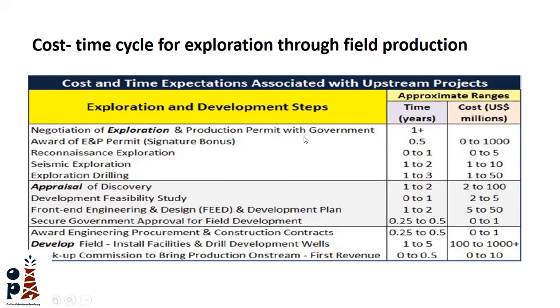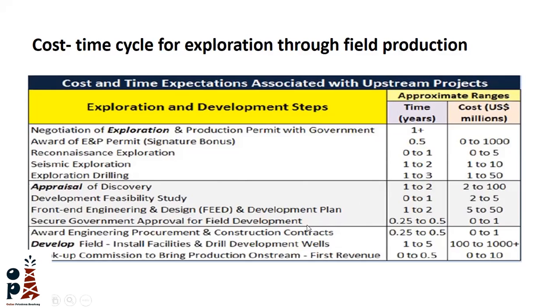And then you go into the second phase, which is called appraisal. In appraisal, you delineate your reservoir and define the area where you will put your wells. The appraisal of the discovery takes only 1 or 2 years, and you may pay $100 million. Then you prepare your feasibility study and the engineering study, and make tenders to have service companies work together. This may take maybe 2 years, and you pay maybe from $2 to $50 million.